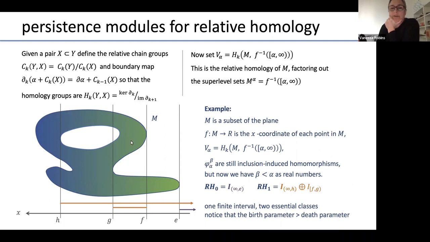And so for this little example again, we have one essential class in dimension zero. In zero dimensional homology, M relative to any part of M basically gives you the reduced homology. So that's why our zero dimensional class dies here. And then for our one-dimensional cycles, we obtain a one-dimensional cycle when we look at M relative to something below F here, because we've collapsed this part of M and this part of M into a point. So now we get a cycle, and that cycle dies once we've swallowed it up at G. And the essential one cycle dies once the upper level set has swallowed everything up at H, okay?